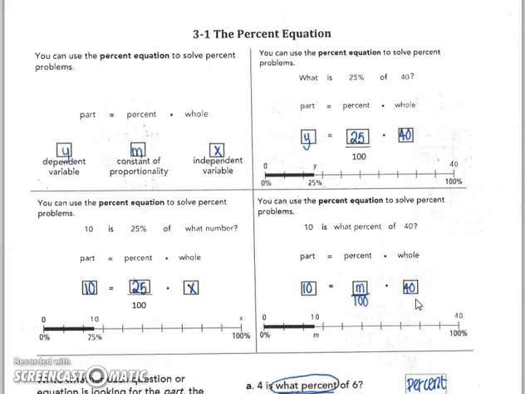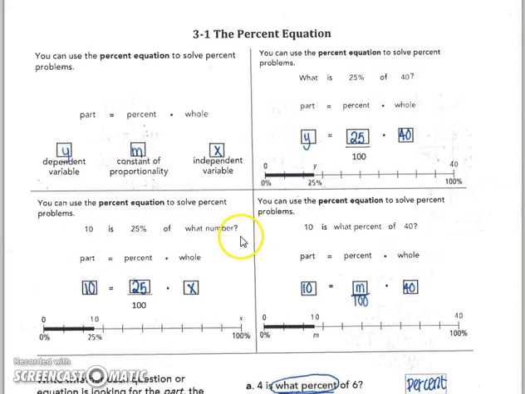Now a couple things to notice with all of our equations. In the first example, we used y because we were trying to find the part, and remember that the part is kind of like y. In our second example, we used x because that was our independent variable. And for our third equation, we used m because that was our percent, and our percent is kind of like our constant of proportionality.